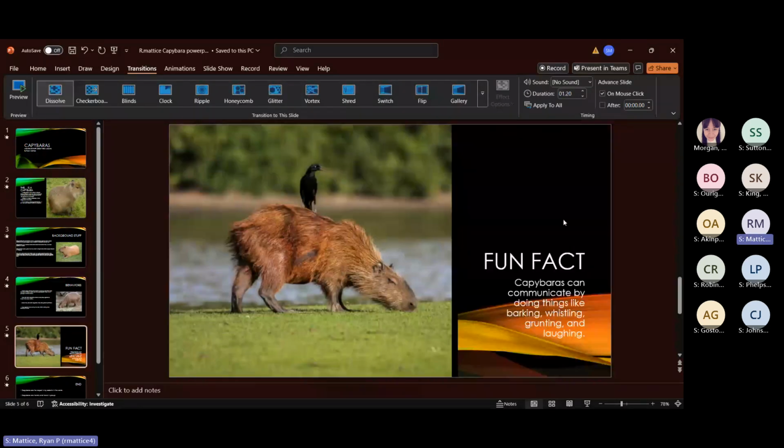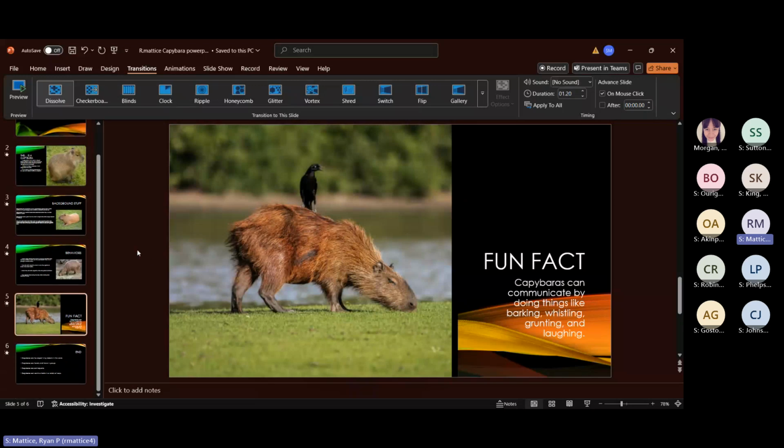Fun facts. Capybaras, weirdly enough, can communicate by doing things like barking, whistling, grunting, and laughing, which isn't like hyenas laughing. It's not a bad thing. It's just how they talk to people. And yes, I found a picture of a bird sitting on a capybara's back. Don't worry about it. It's fine.